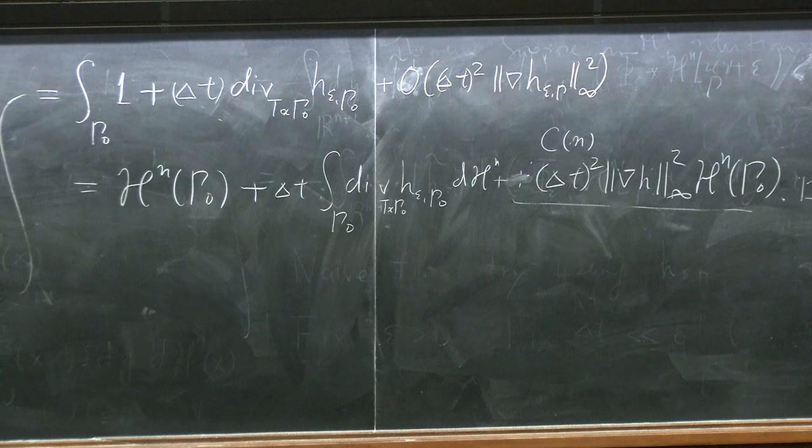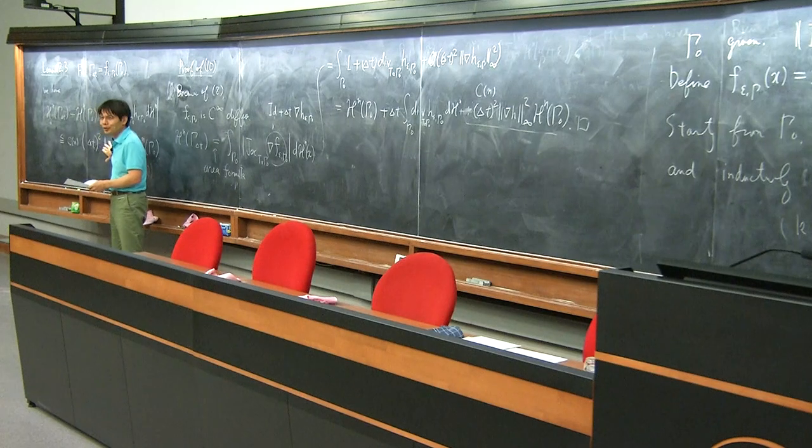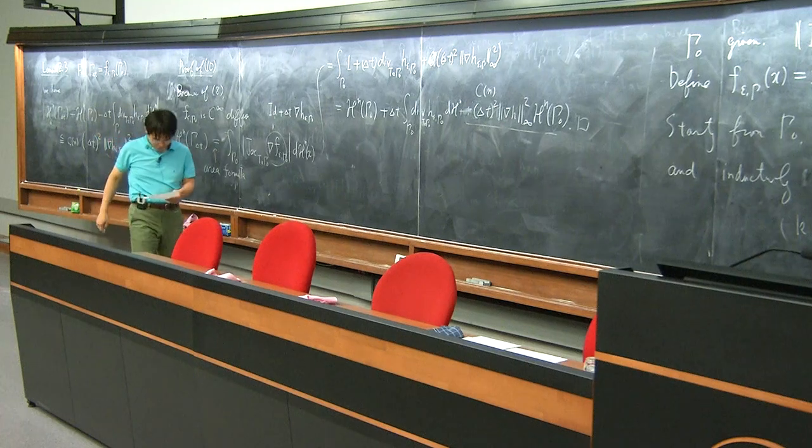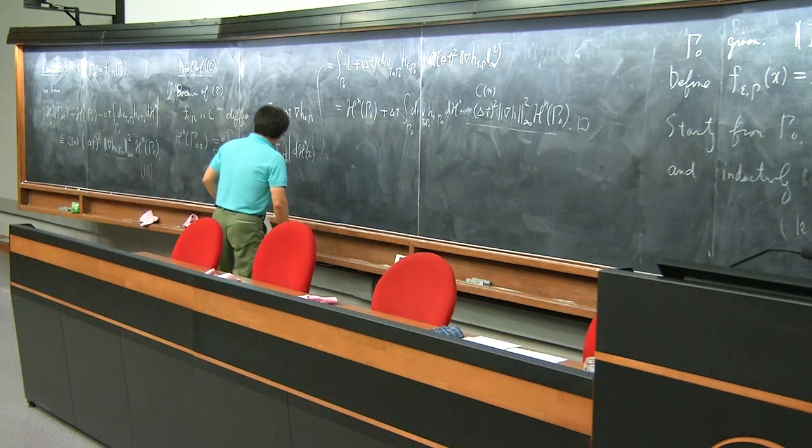Now, note that this could be very large, but still you have this quadratic delta t square, so this remains extremely small still. Okay? The error can be quite small. You can estimate this.